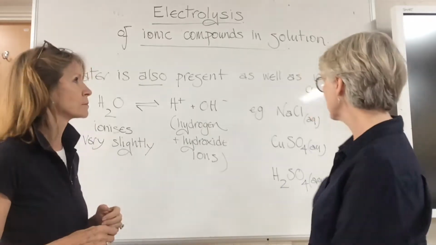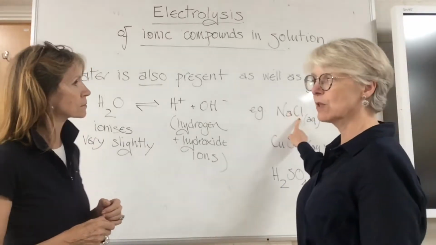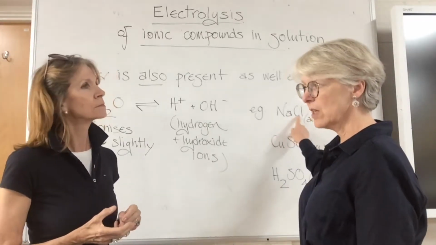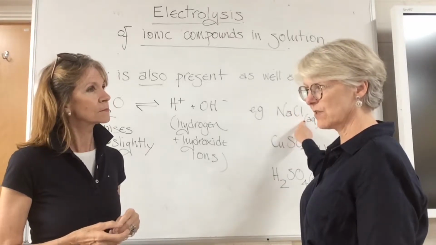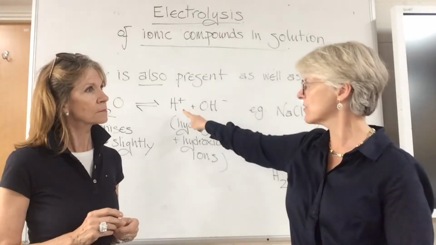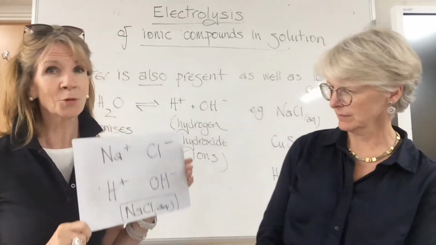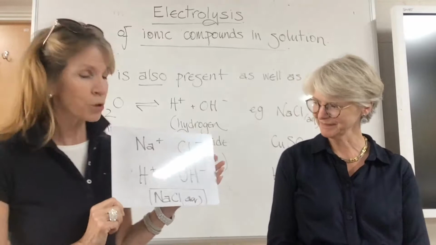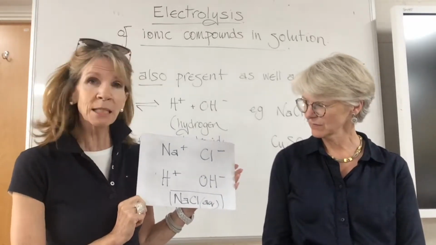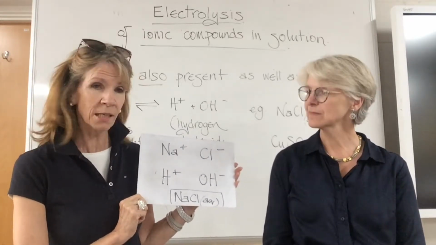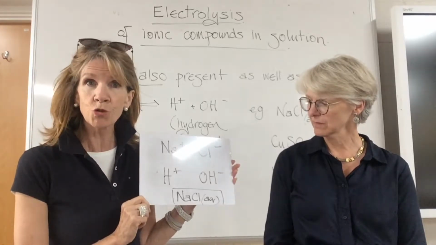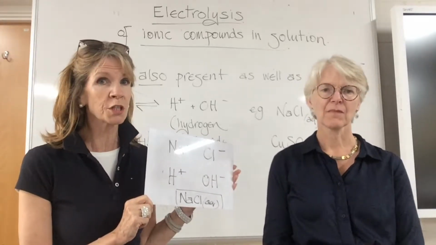Okay, so for example, if we had sodium chloride solution, we wouldn't only have the ions from the sodium and the chloride, we'd have hydrogen ions and hydroxide ions. That's correct. So what would we have all together? Well, guess what? The magic board. So sodium chloride solution would have Na+ sodium ions, chloride ions, hydrogen ions and hydroxide ions from the water as well. Fabulous.